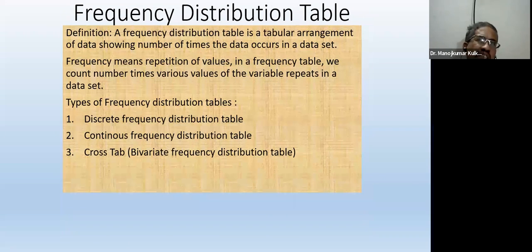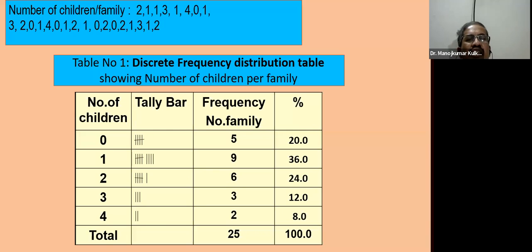In short, we'll see the basis on which these tables are generated. Because especially for the continuous frequency distribution table, it is not easy. We have to plan the number of class intervals to be included and the size of the class. Let us take an example of a discrete frequency table. A discrete frequency distribution table is mainly prepared for discrete variables such as nominal and ordinal variables.